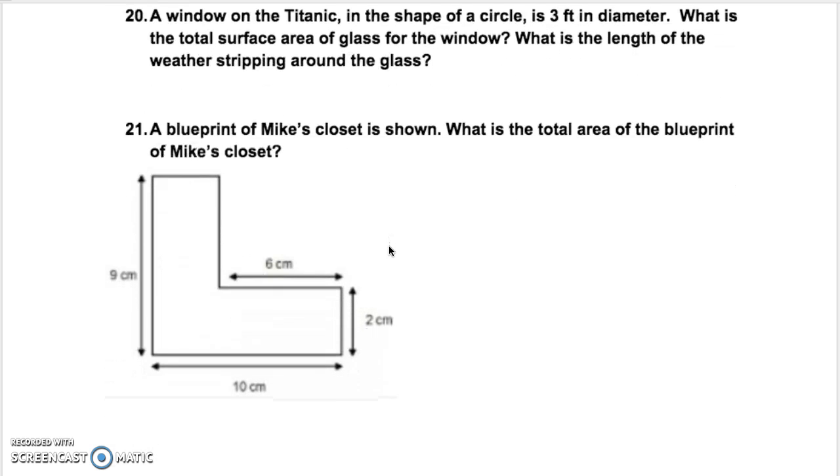Number 20, a window on the Titanic in the shape of a circle is 3 feet in diameter. What is the total surface area of glass for the window? What is the length of the weather stripping around the glass?